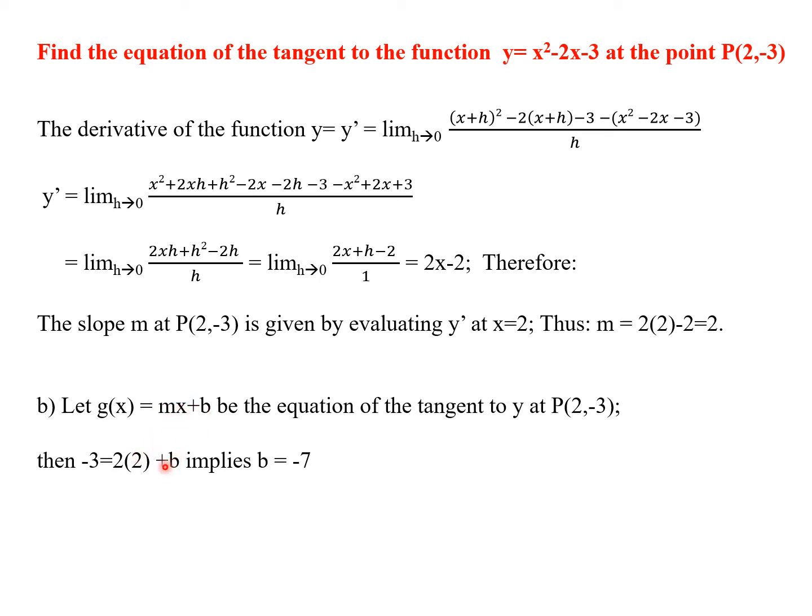And if we do the math, there will be a 4 here. We'll take it to the other side. It will be negative 4, and we have negative 3. So negative 3 minus 4 is negative 7. So b will be equal to negative 7. And then, consequently, we can say that g of x equals 2x minus 7. And that ends finding the equation of the tangent.